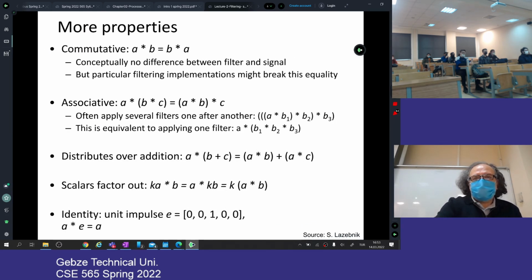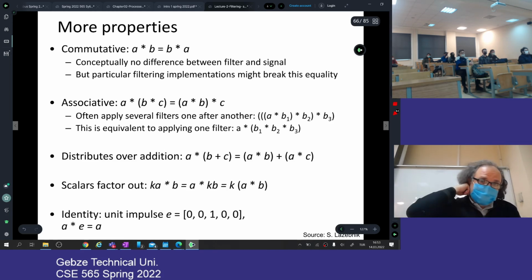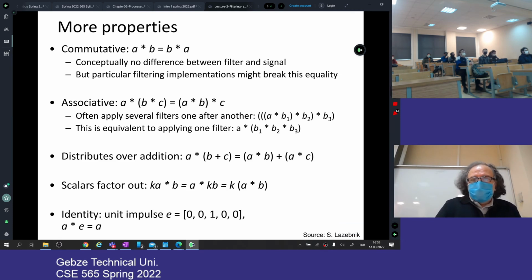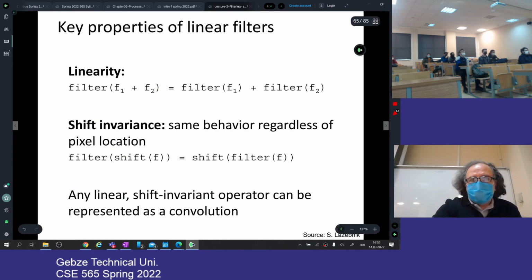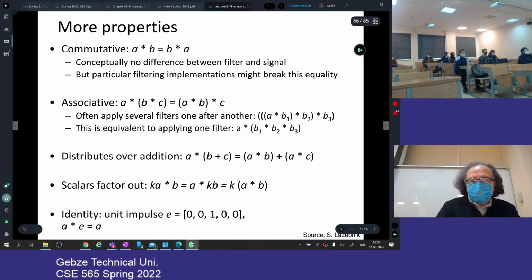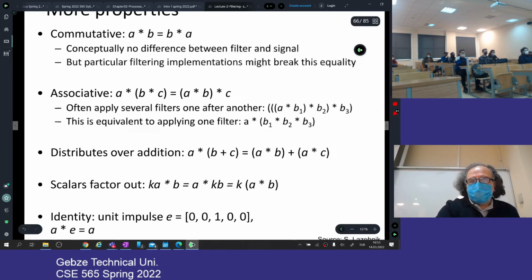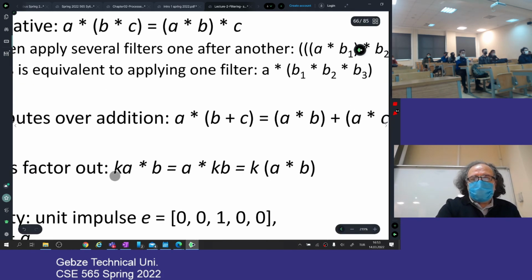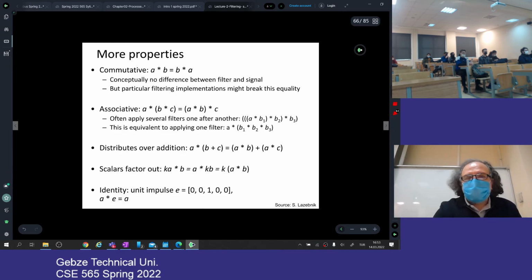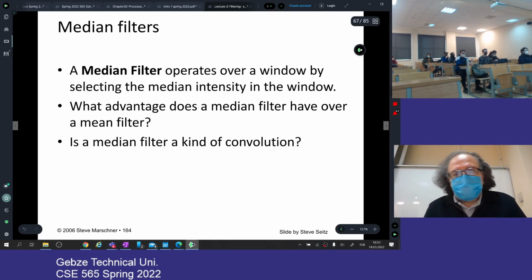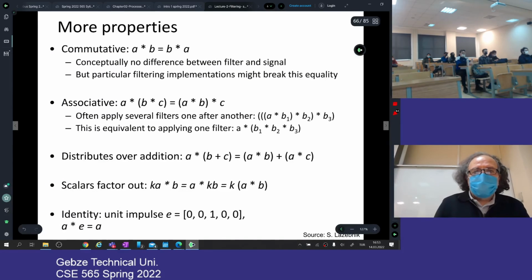And other stuff like this: commutative, doesn't matter you do this or that. Okay, it's like plus or multiplication. Associativity is there too. Distribution over addition is always there. We already did that, right? And the scalar factor out doesn't matter if you do this, k A convolved with B or A convolved with k B, it's the same thing. So many useful things with the linear filters.